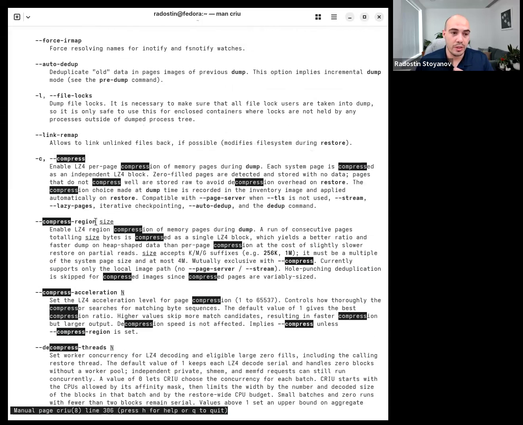And then this compressed region option is, instead of compressing every memory page one by one, you can specify a larger region, a larger block that is being compressed. So these are the optimizations that we have. And then acceleration is more about optimizing the compression algorithm itself, so it makes it faster rather than improving the compression ratio.